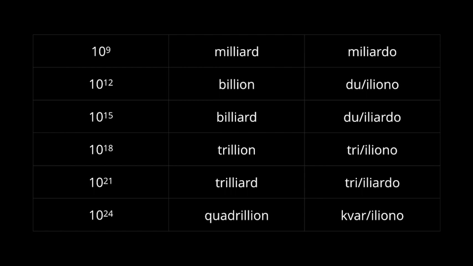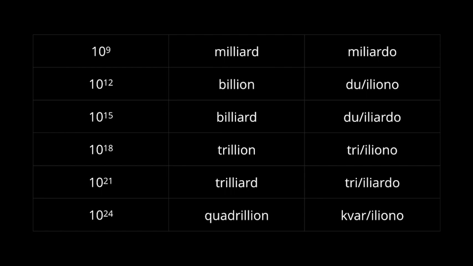10 to the 12th, where the long scale countries call it a billion, Esperanto says, now wait a minute. For our own proper Esperanto number, we're not using this bi stuff. That's a prefix that comes from Latin. The Esperanto word for two is du, so it's duiliono. 10 to the 15th, a billiard, is a duiliardo. 10 to the 18th, a long scale trillion, is triiliono.